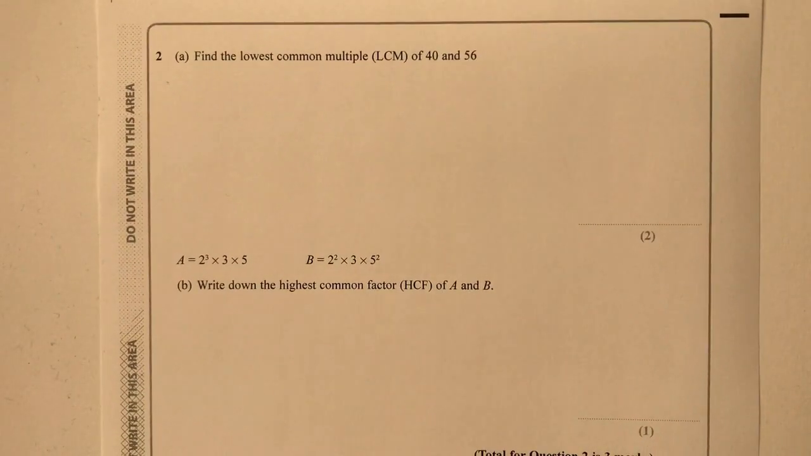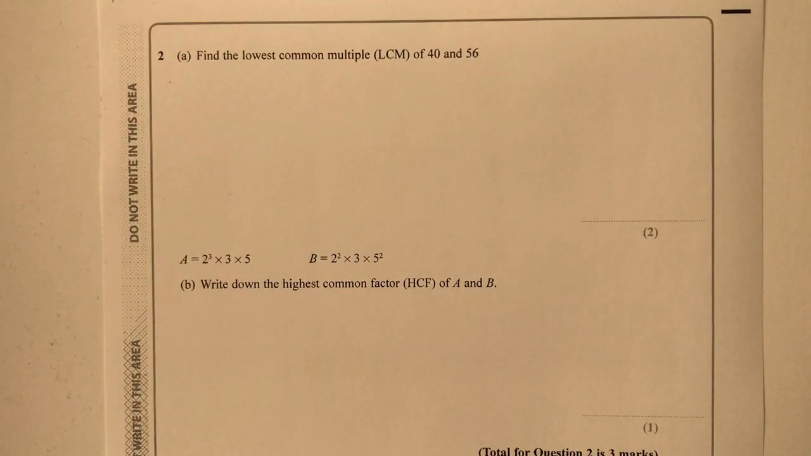And it says find the least common, or the lowest common multiple of 40 and 56. Well, there's a couple of different ways of doing this. You could write them all out if you wanted to. However, for me, I tend to find the highest common factor, and then I use that to be able to work out the lowest common multiple. And the way I'm going to do that is by using factor trees.